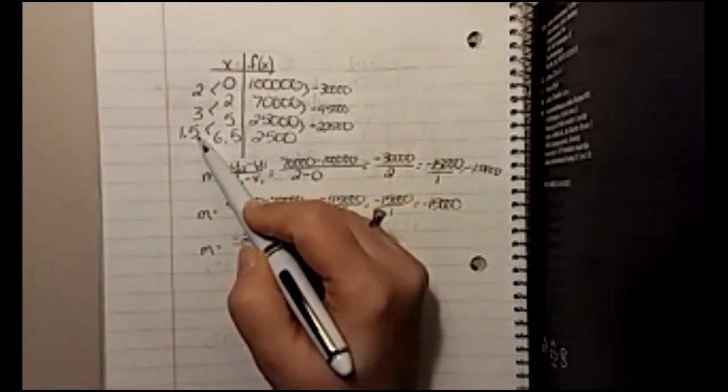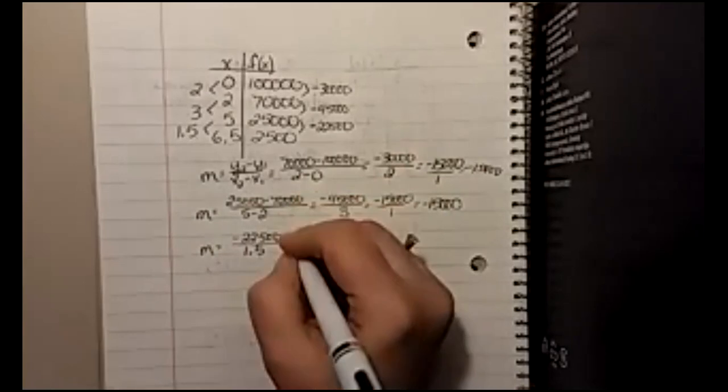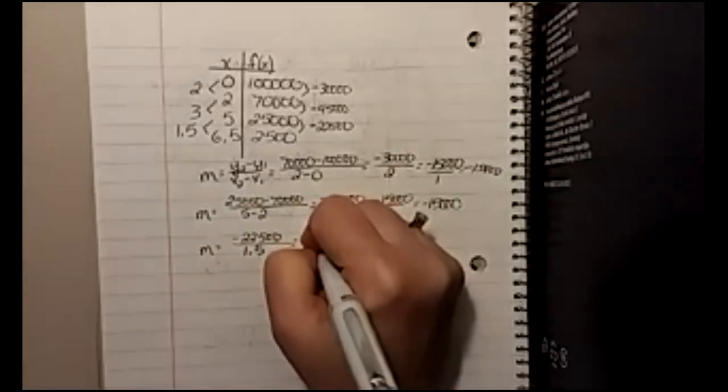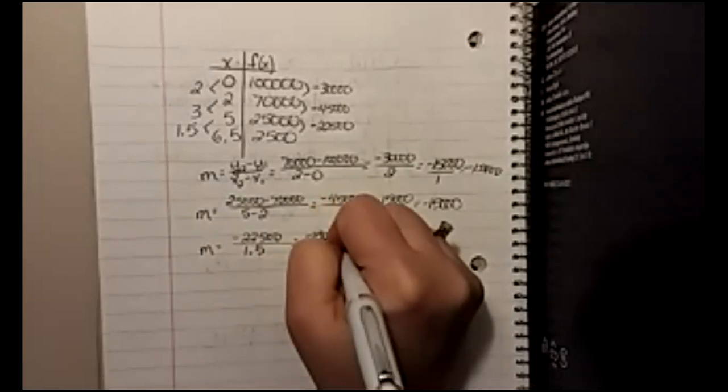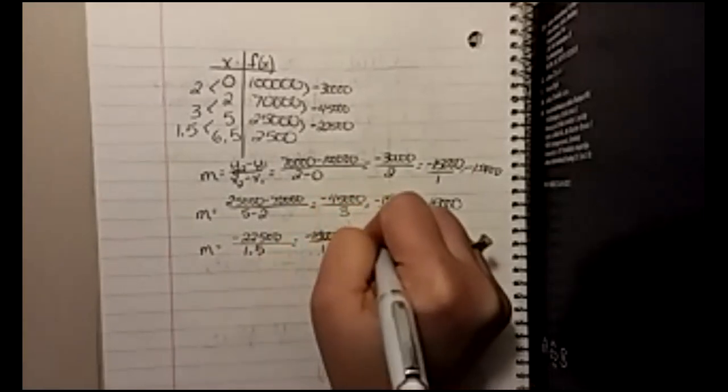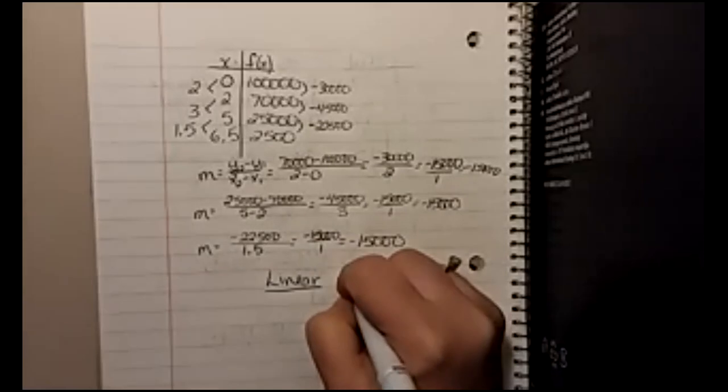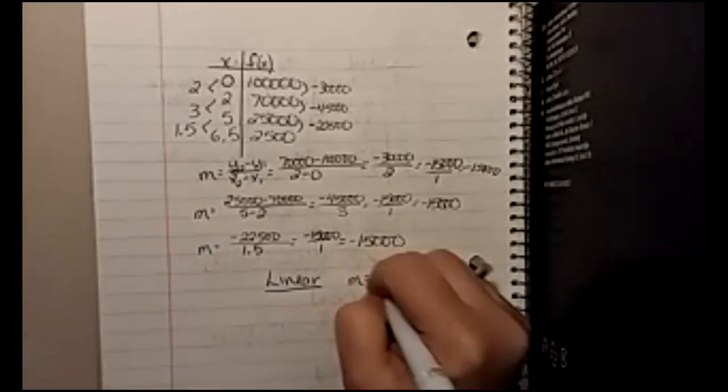Guess what? When you calculate this, you're also going to get negative 15,000. So even though it didn't look linear in the table necessarily, this is in fact linear. And not only is it linear, we also figured out by default that the slope was negative 15,000.